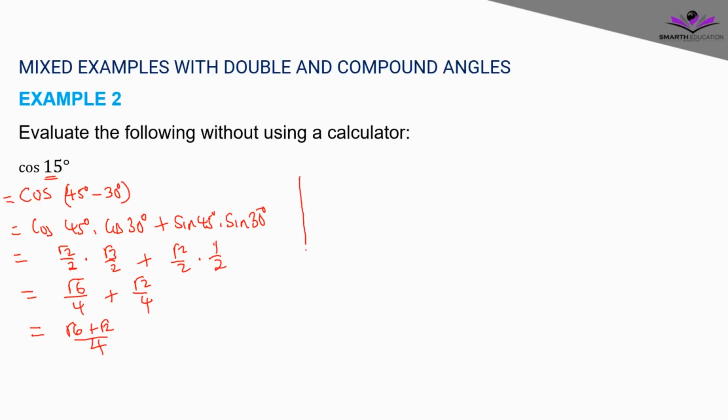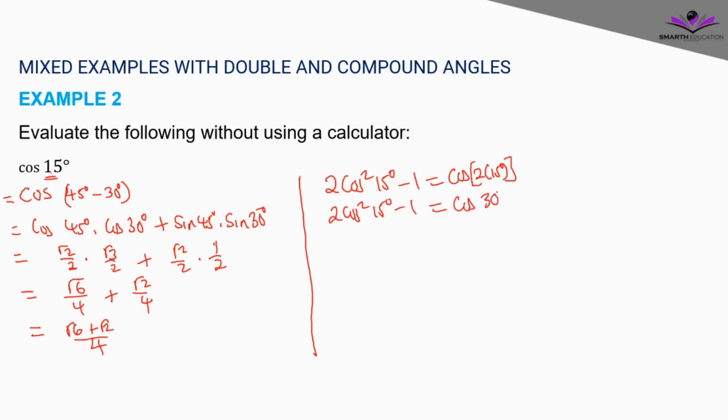The other way of doing this, you can say cos 15. If I say 2 times 15, I'll get 30. So I can use the double angle formula and say 2 cos squared 15 degrees minus 1 is equal to cos 2 times 15 degrees. So it becomes 2 cos squared 15 degrees minus 1 is equal to cos 30 degrees.